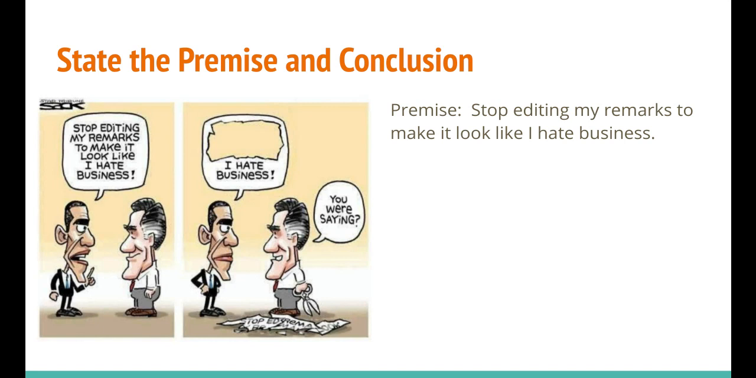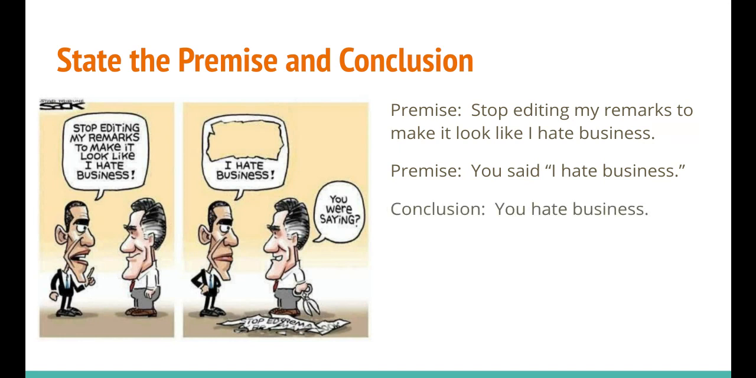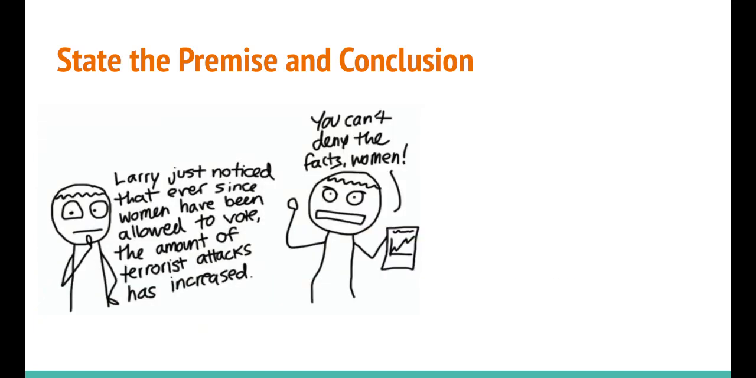Premise, stop editing my remarks to make it look like I hate business. There's another premise here, and that's the distorted argument. You said, I hate business, which is true, right? But out of context. Conclusion, you hate business. This is an example, invalid, of the straw man fallacy. So it's a straw man fallacy because the original argument was distorted, taken out of context here.